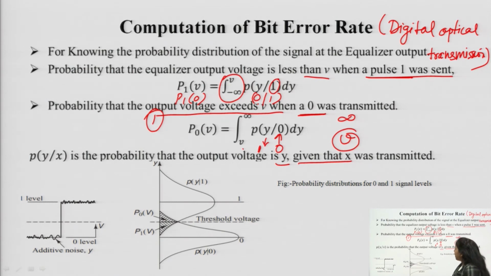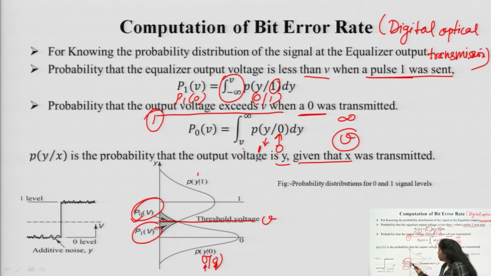It is also shown here in the graph that P(y/1), that means P(1/1), is when we are transmitting 1 and receiving 1. This is the threshold voltage, given by V here, and beyond it, what does it mean? We are transmitting 0 but getting 1. So, this is the error. And P(0/0) is when we are transmitting 0 and receiving 0. But this shaded region is where we are transmitting 1 but getting 0. So, this shaded region is basically our error.